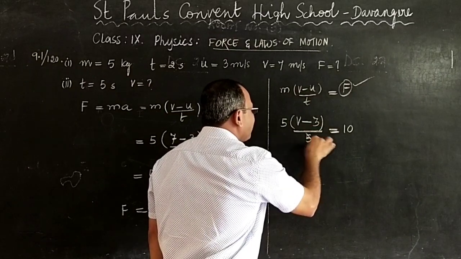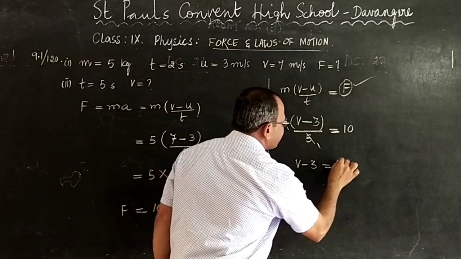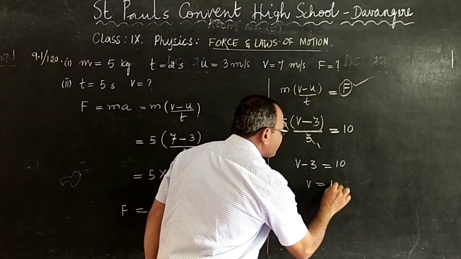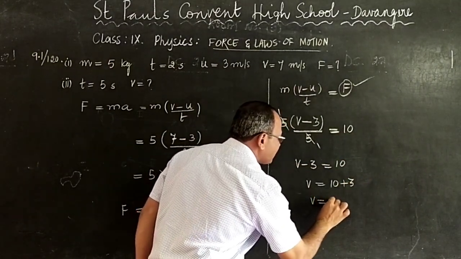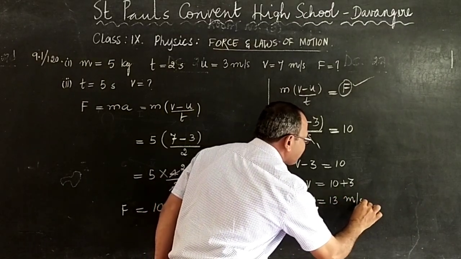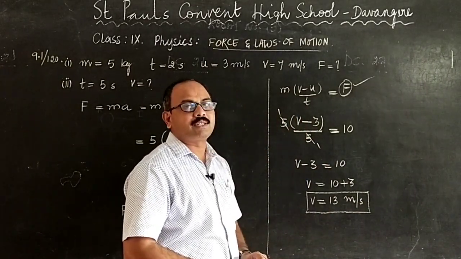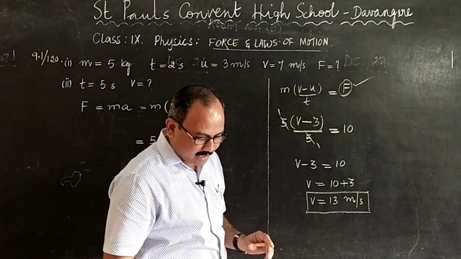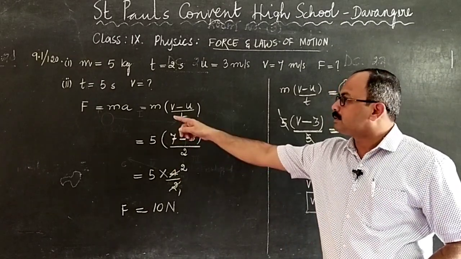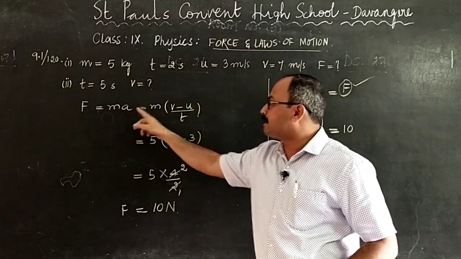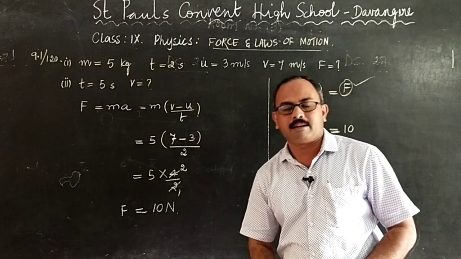Remember, the 5 and 5 get cancelled. Therefore, v minus 3 is equal to 10. Therefore, v is equal to 10, the 3 gets transposed, therefore plus 3, children, v will be equal to 13 meters per second. So, this will be the final velocity of that object. It's very easy, children. We must know what to find out, application of the formula, substitution and finding out.